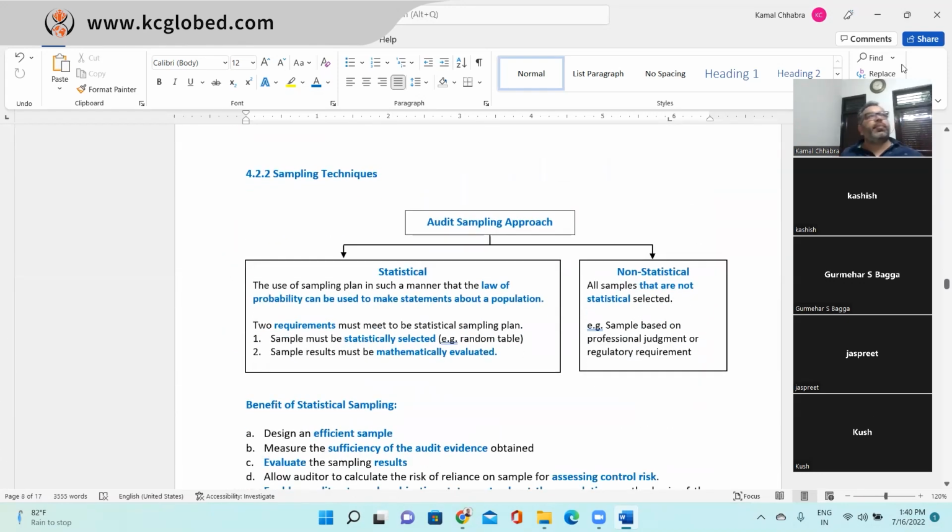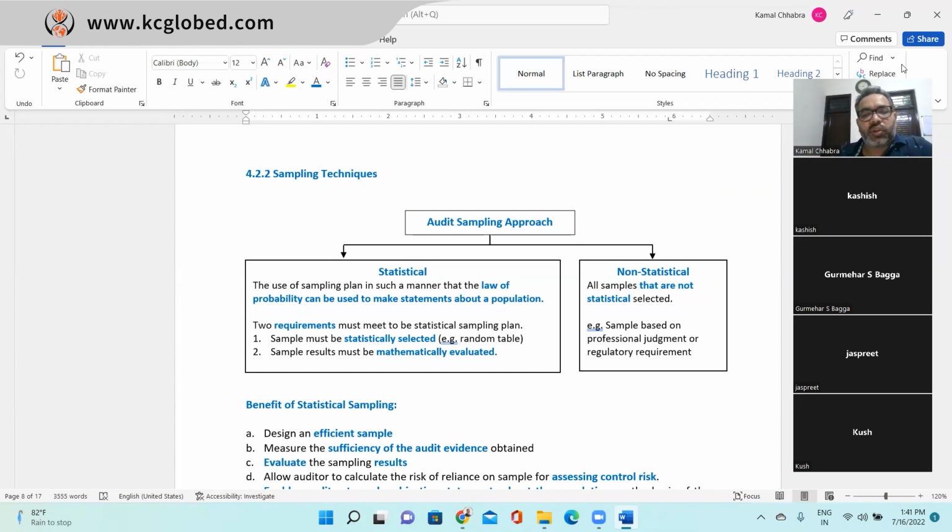So far we discussed more or less risk assessment, planning, and walkthrough and test of control. So when you need to jump into the test of details, you should know how to select the sample. For selection of the sample, there are certain sampling techniques you should be aware of, and how those sampling techniques actually work, being an auditor. So there are two sampling approaches. One is statistical sampling approach. The other one is non-statistical sampling approach.